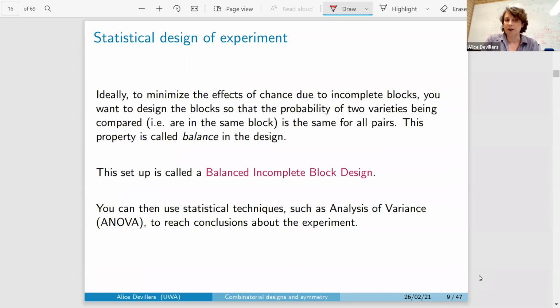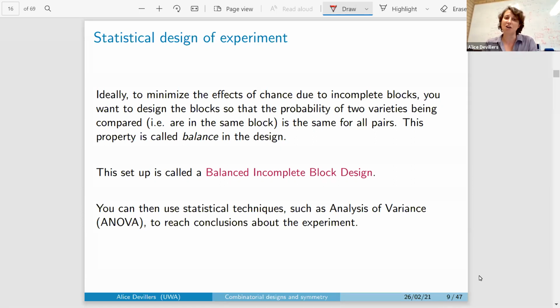So then once you have set up your experiment that way, you can use statistical techniques to reach conclusions about the experiment and maybe decide which variety is the best and should be planted on a larger scale. So this is giving the motivation for how these things were invented. Now, I'm not a statistician, so I can't answer any questions about how you do this last bit.